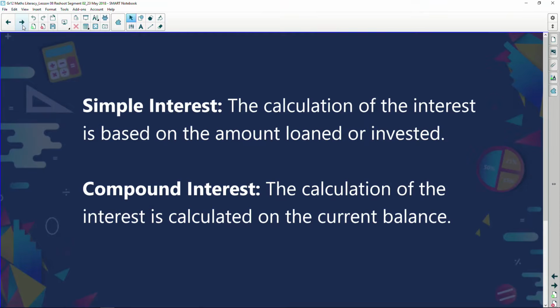Let's read this. Simple interest: the calculation of the interest is based on the amount loaned or invested. Compound interest: the calculation of the interest is calculated on the current balance. Okay, so we've looked at simple interest where we're calculating the interest on the amount I borrowed.